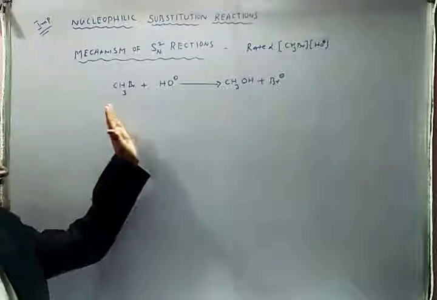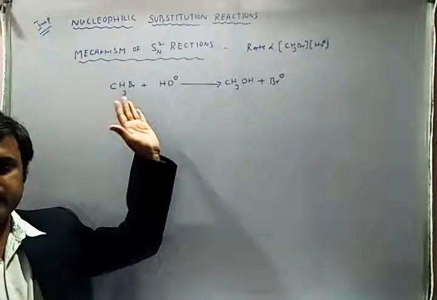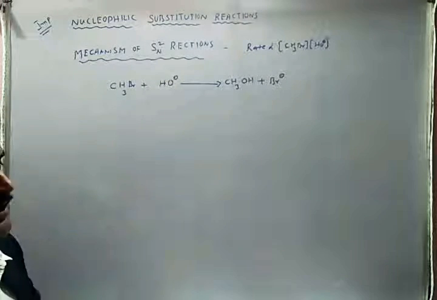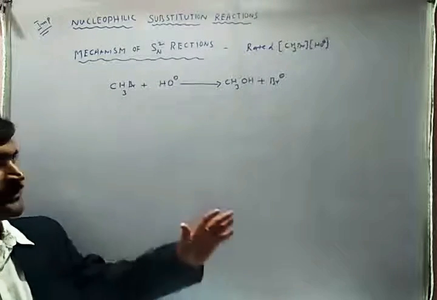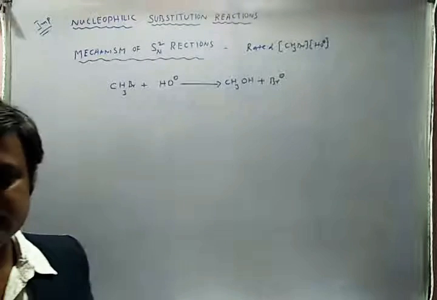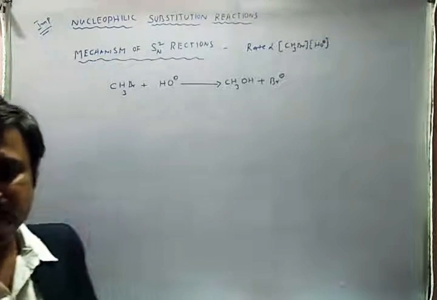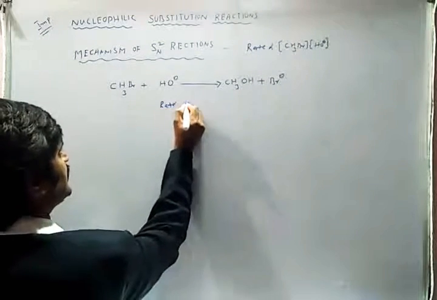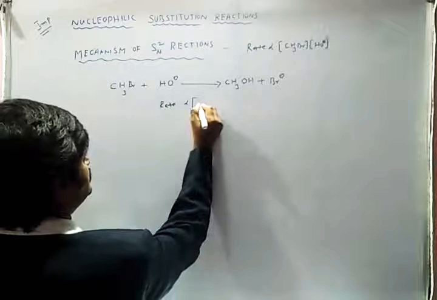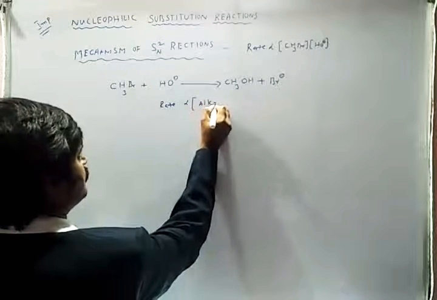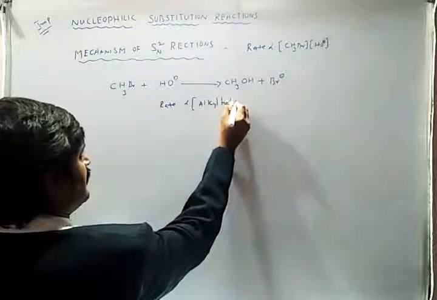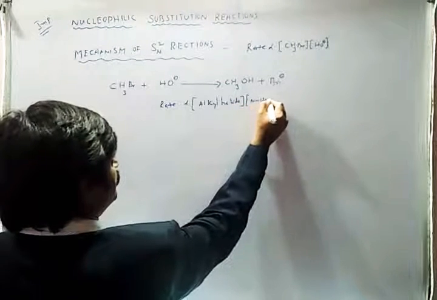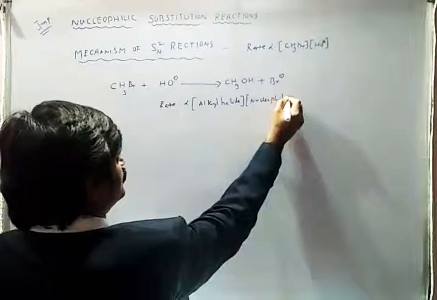If the concentrations of both methyl bromide and the nucleophile OH minus are doubled, then the rate of the reaction quadruples. This is what we can understand from this reaction. So what is the rate of reaction? The rate is directly proportional to the concentration of the alkyl halide as well as the concentration of the nucleophile.